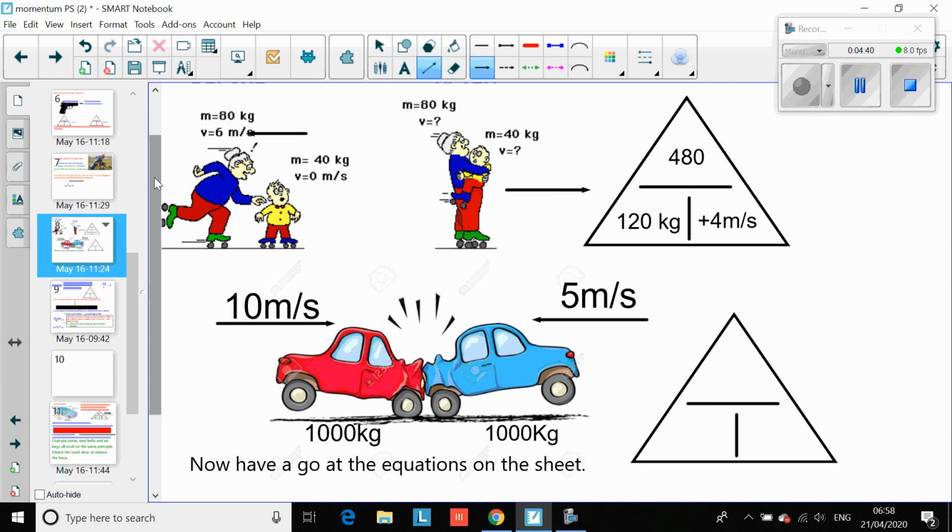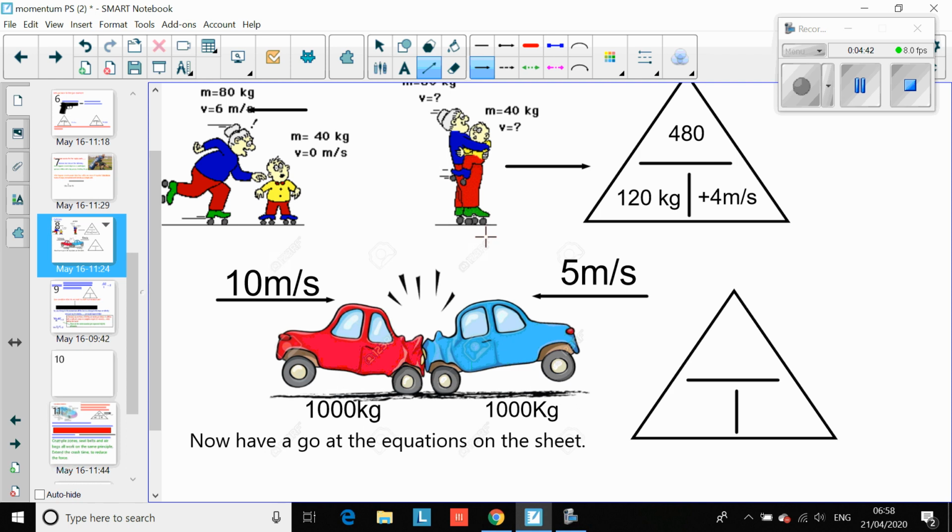Right, so what I would like you to try now is applying the same thing to this collision of cars. However, it's slightly different. This car is coming this way. This car is coming this way. They crash, they collide and move off together as one unit. So what speed would they move after the collision? Pause the video and work it out, please.